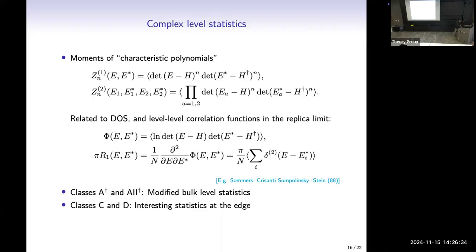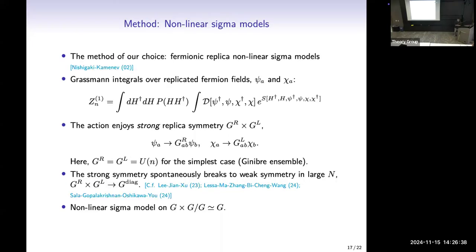Thinking of time, I will almost directly go to the result. But here is one slide just for the technique we use. We use something called the replica nonlinear sigma model approach. In that approach, we can represent this characteristic polynomial as a Grassmann Gaussian integral, which we can analyze. Then you can identify the low energy mode in this path integral, which gives rise to this nonlinear sigma model field theory. That is a very standard technique in random matrix theory and the theory of disordered metals. I'm just extending this approach to non-Hermitian random matrix theory. Mostly this approach was invented by Nishigaki and Kamenev for the case of non-Hermitian random matrices.